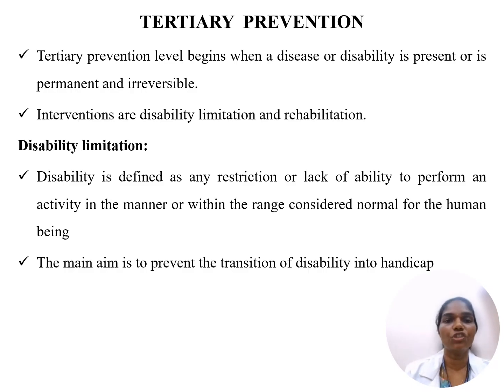The tertiary prevention level begins when the disease or the disability is present or is permanent and irreversible. Interventions are disability limitation and rehabilitation. What is disability limitation? Disability is defined as any restriction or lack of ability to perform an activity in the manner or within the range considered normal for a human being.